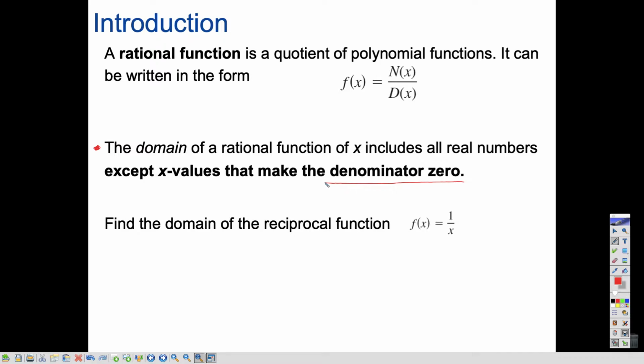Okay, I find the domain of the reciprocal function. The reciprocal function is just x over 1, so the reciprocal of that is 1 over x. What's the domain here? Anything but 0. So x such that x cannot equal what? 0. And we need to be writing the domain in that set notation.